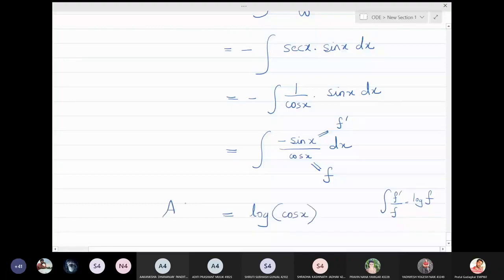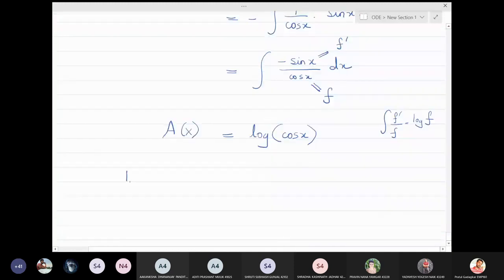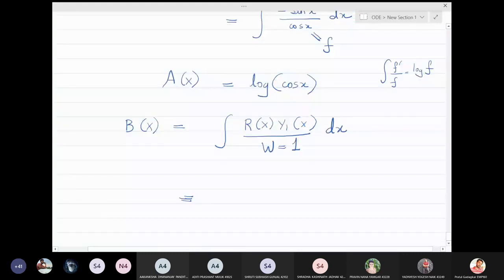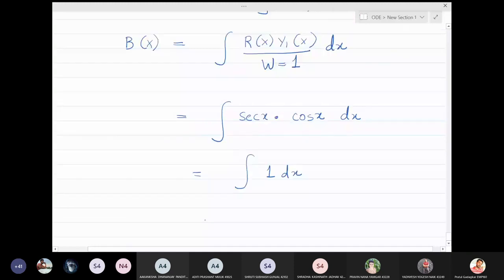So this becomes cx. What is bx? bx is integration rx y1x upon Wronskian, but the Wronskian is 1, so there will not be a problem. Integration, the right hand side is sec x into the derivative. What is y1x? y1x, I suppose, is cos x, right? And what is sec x into cos x? This is your bx.